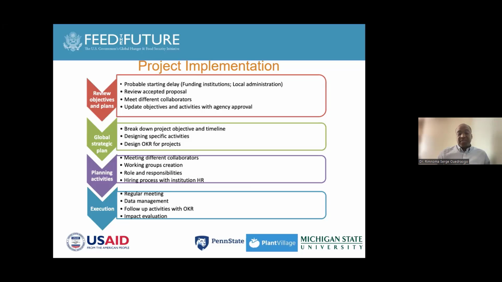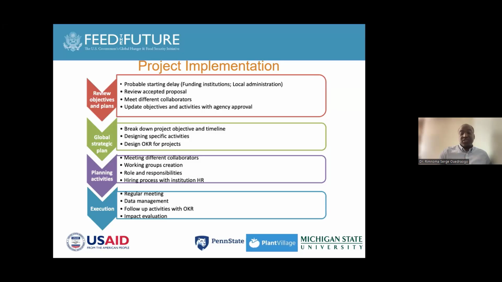So you need to keep that in mind and have a discussion with the funding institution, because the delay can come in both ways. It can come from your local institution. It can come also from the funding institution. So it depends on where the issue will come from, that you need to keep in mind, but that some issues can happen. And from that, you need to review your accepted proposal.